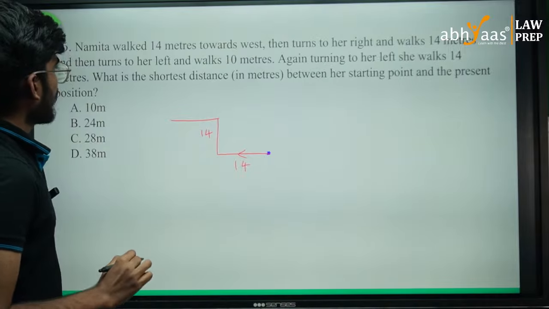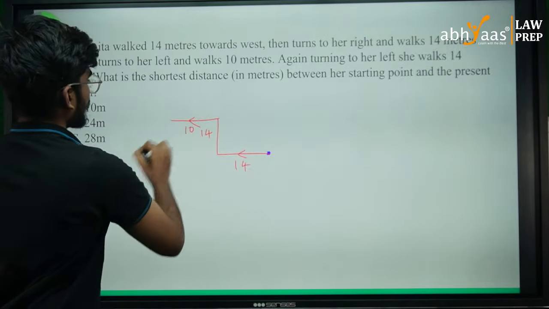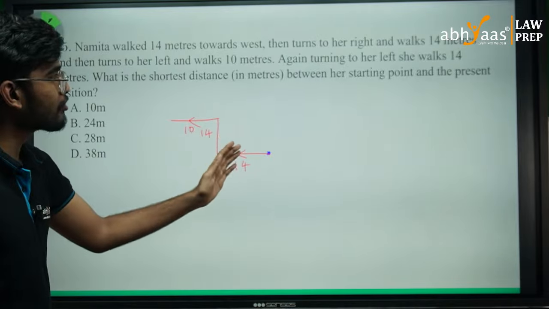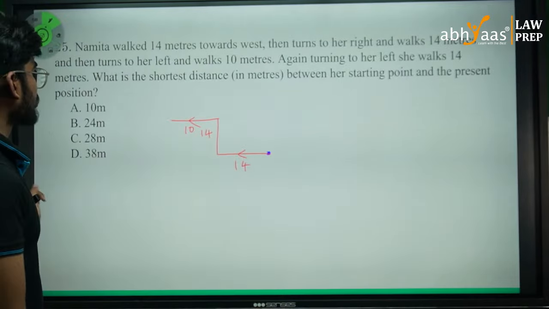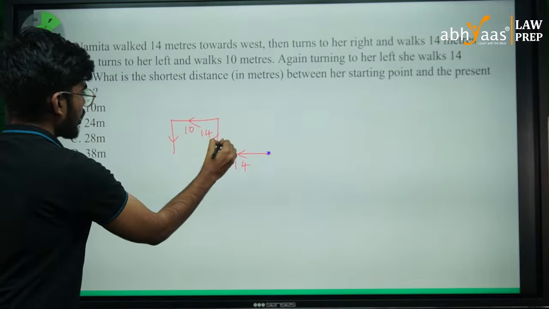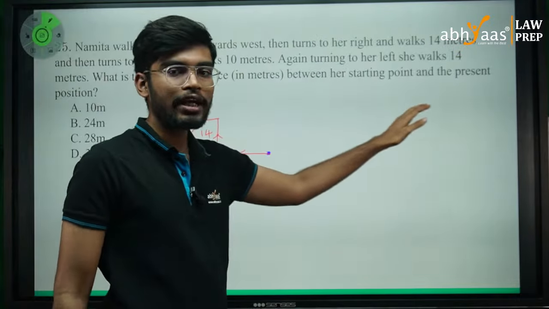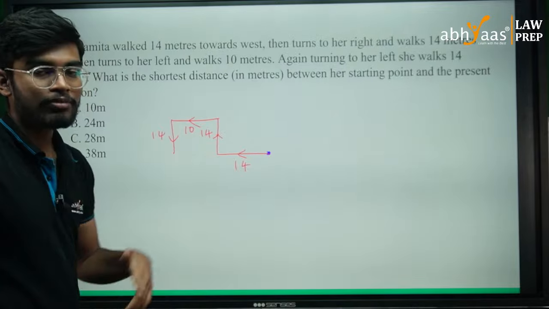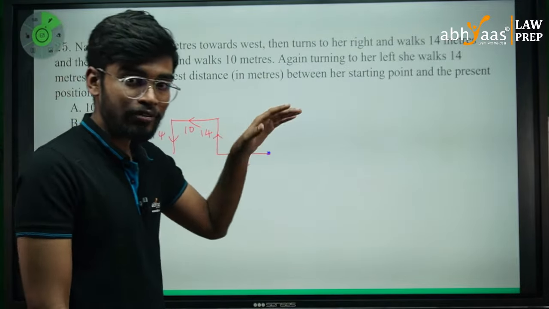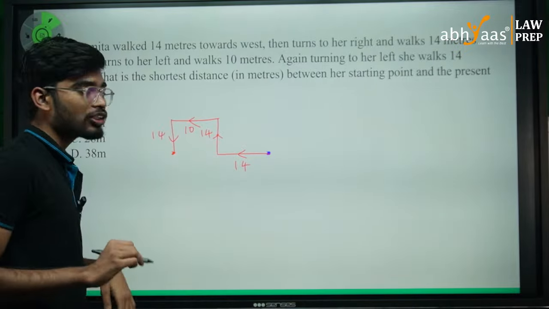And she is walking, how much? She is walking 10 meters. Again, turning to the left, she walks 14 meters. Okay. Turning to the left and she walks 14 meters. And what is the question? What is the shortest distance between the starting point and the present position? Present position means he is referring to the final position. He is in this point exactly. So they are asking the shortest distance.